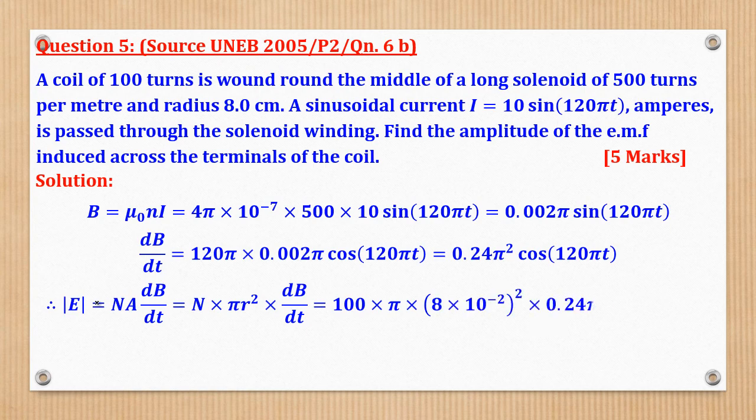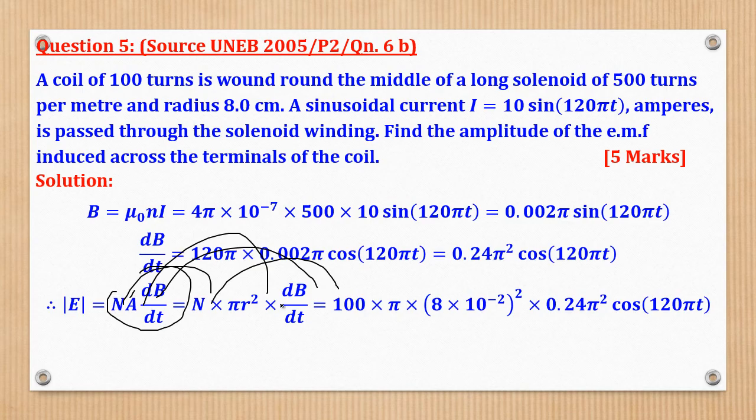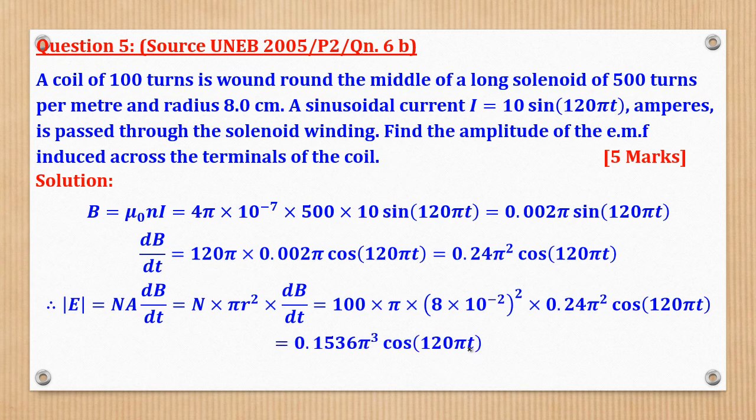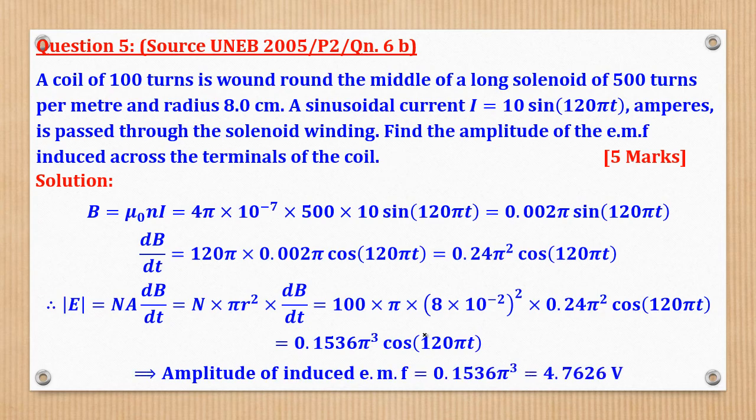So the magnitude of EMF induced is NA dB dt. I think you remember this formula, NA dB dt. So you shall substitute, N is here, area is here, and dB dt. So N is 100, area is pi r squared, then dB dt is this. We don't know the value of t, so you leave it there. So simplifying gives you this. But the said amplitude, now amplitude is this one, the coefficient of this trig function. So amplitude will be that.